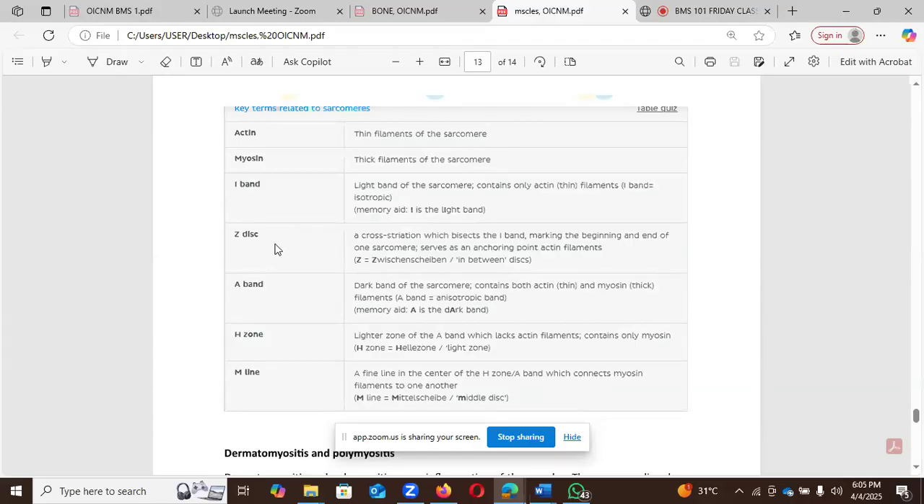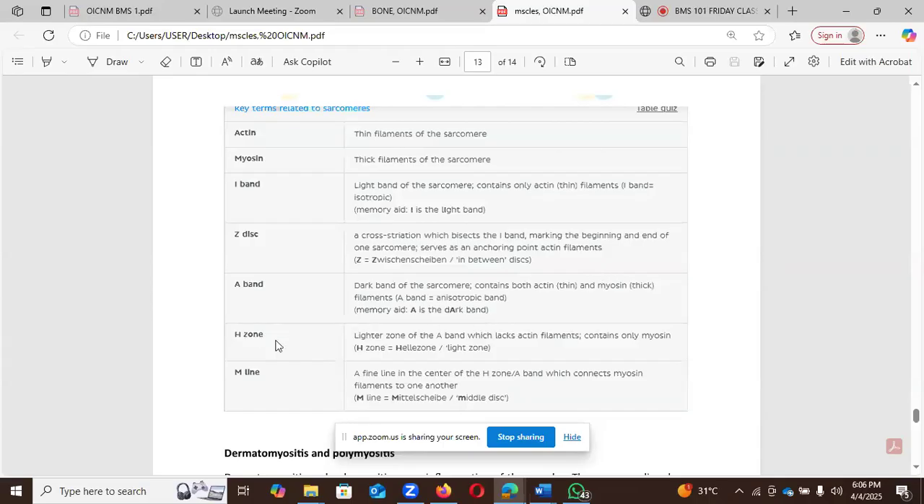The Z disc is the beginning and the end of a sarcomere, and is the anchoring point for the actin filament, which is the titin. The A band is the dark band of the sarcomere. It contains both the actin filament and the myosin filament.